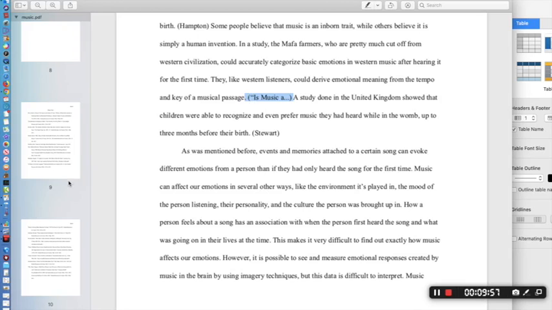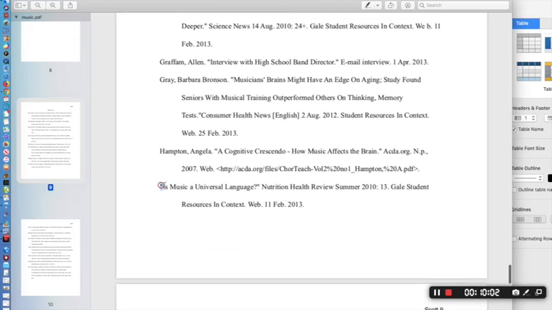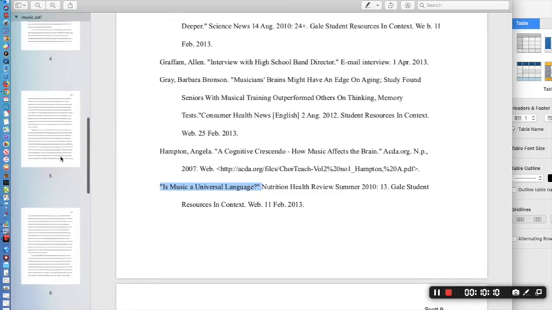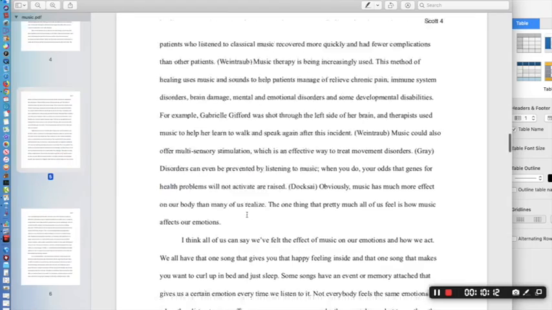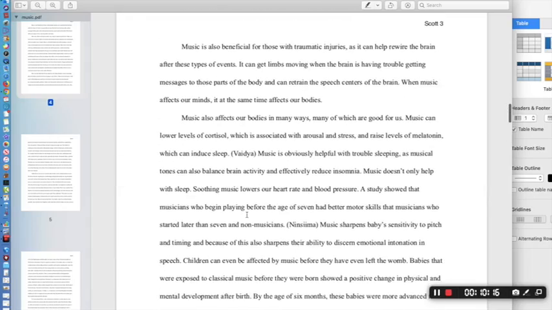"Is music a..." So it's in quotations within the parentheses. That means it's an article. "Is music a..." Here it is. "Is music a universal language" is what we're going for. There's the rest of the title. No problem. It's good to abbreviate titles. "Is music a universal language" is an awful darn big citation. And so to abridge it is a good idea.